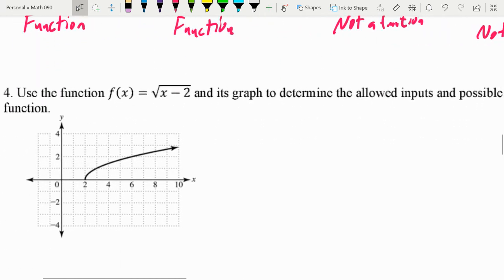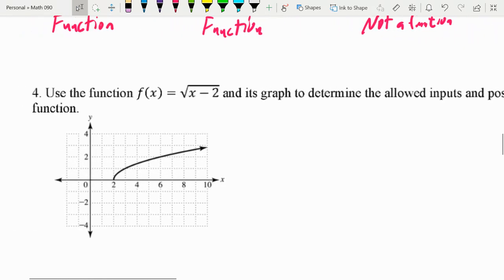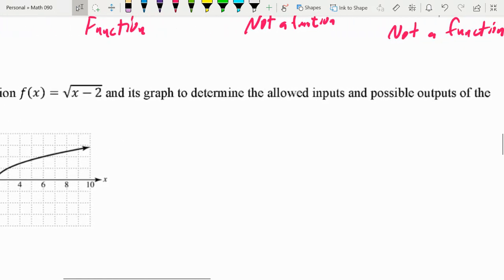All right. Use the function f of x is equal to the square root of x minus 2 and its graph to determine the allowed inputs and the possible outputs of the function. These inputs are the domain, as we just finished talking about. Outputs would be the range.